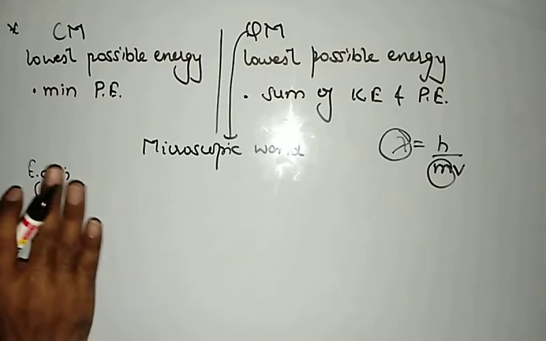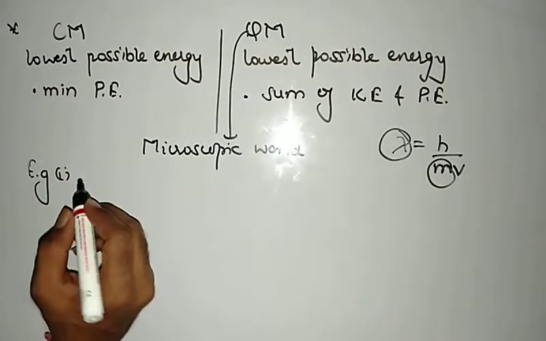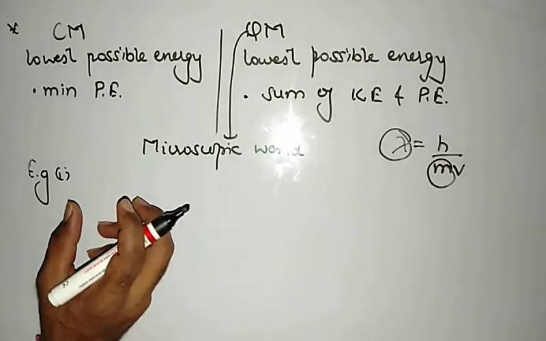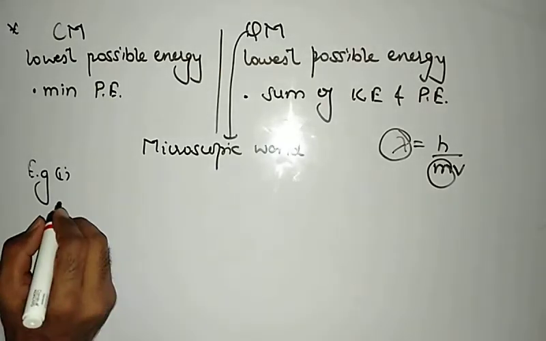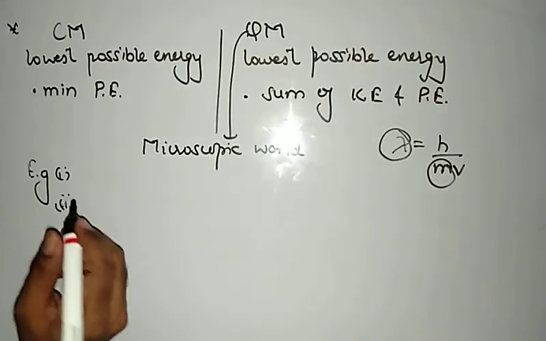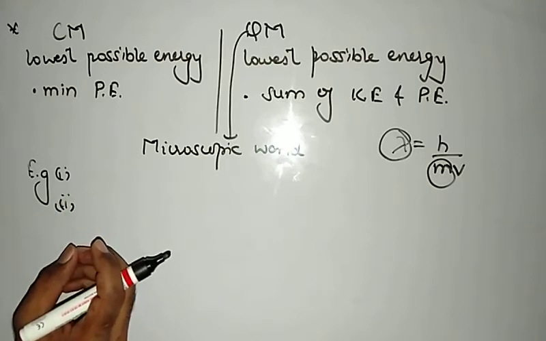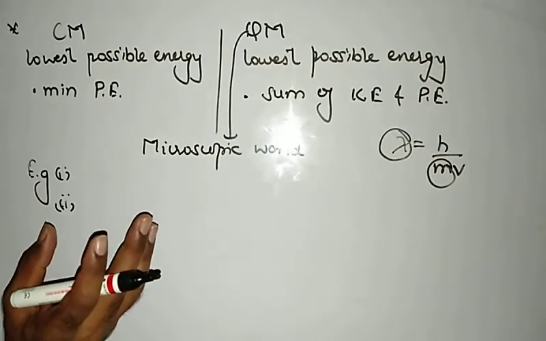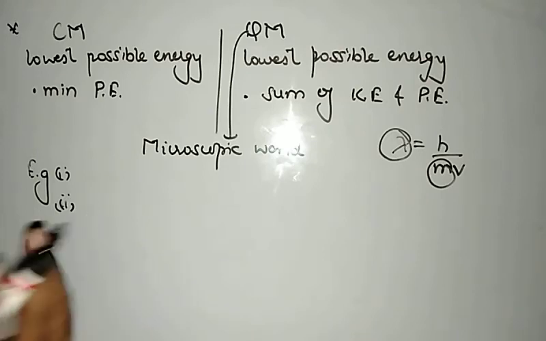If there is no zero point motion, then what will happen? The atoms will not be stable. Second point, we know that helium does not freeze at a very low temperature. This is because of zero point energy.